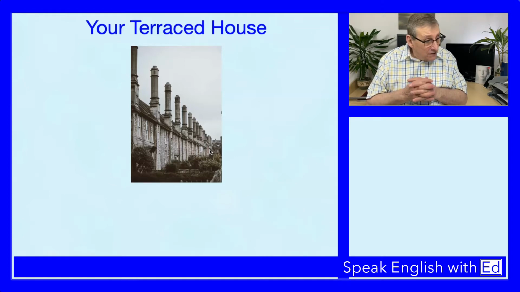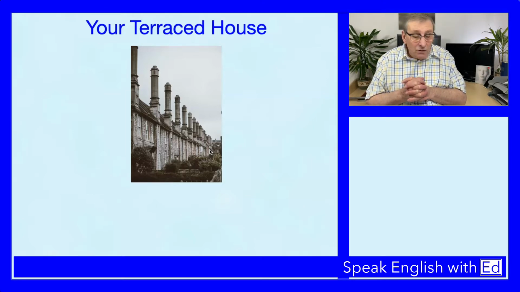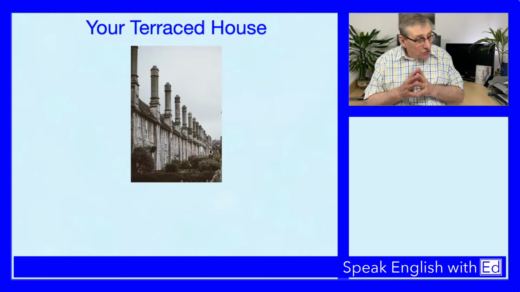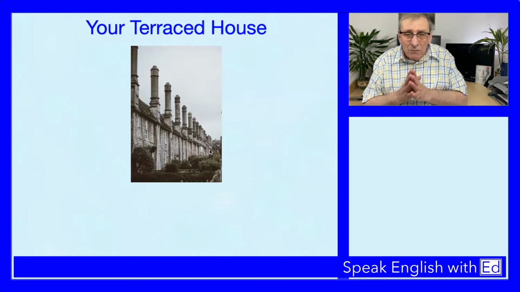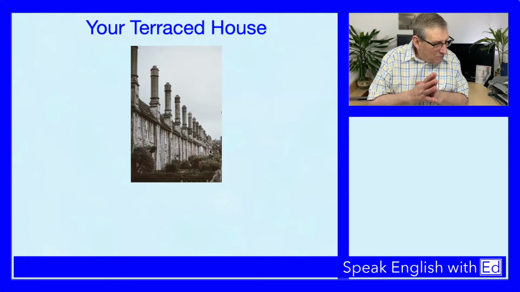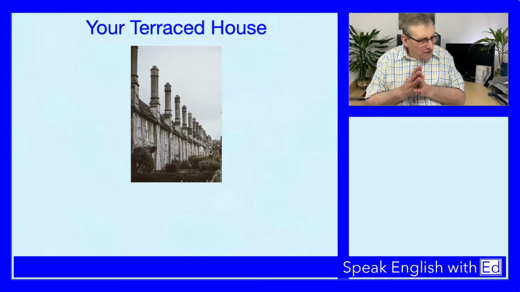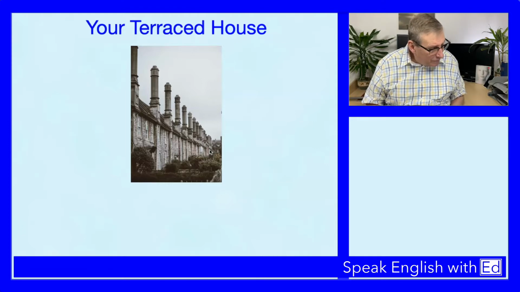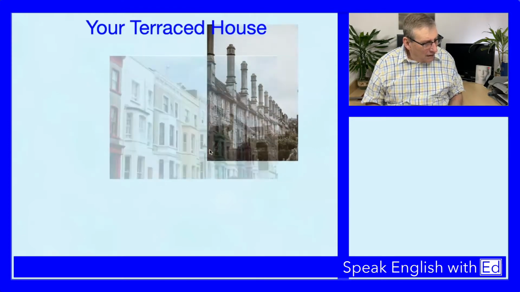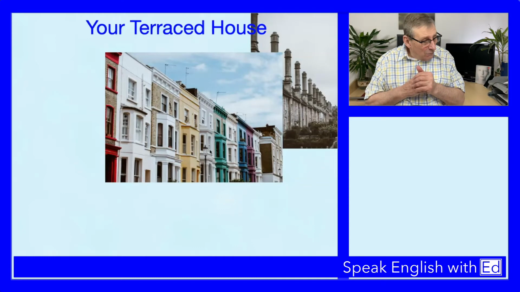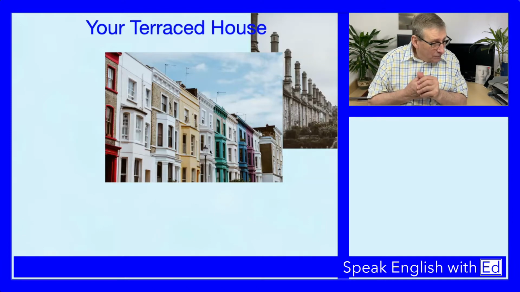This is an old row of terraced houses. I would guess mid-1800s, so 200 years old. I'm not sure, but that would be a guess. I'm not an architectural expert, but that is my guess. Victorian times, Victorian years. And a more modern one, I would say this would be the mid-1900s, probably 1930s, 1940s. Again, I'm not quite sure.